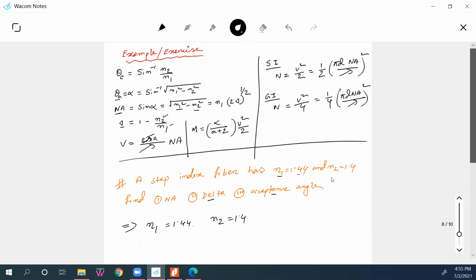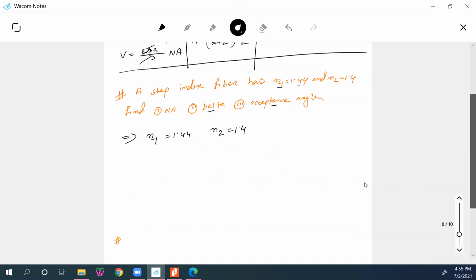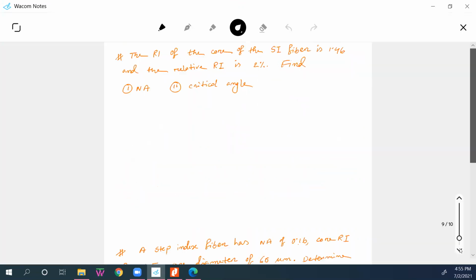The accepted angle theta is nothing but sine inverse of n1 over n2. Easy, right? Yes, sir. Okay, so solve it. It's silly stuff.